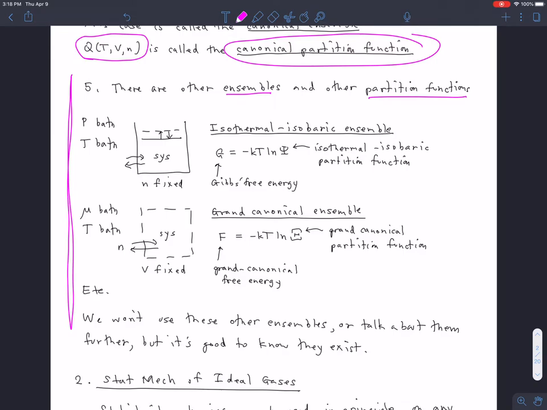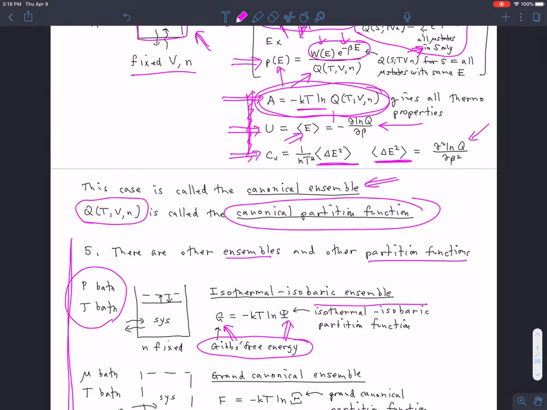And so another possible ensemble is one where the system is open to both pressure and temperature baths. That's the situation that we've seen before where Gibbs free energy is the most important quantity, and indeed there is a relationship between the Gibbs free energy and a new type of partition function, the isothermal isobaric partition function. That's essentially the same as the relationship between the canonical partition function and the Helmholtz free energy.